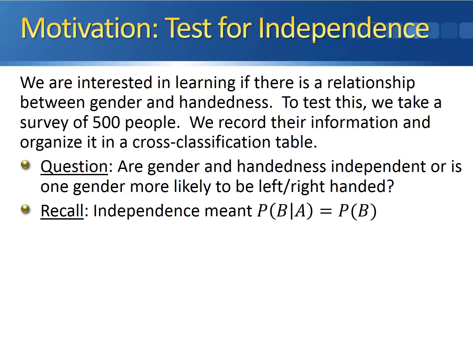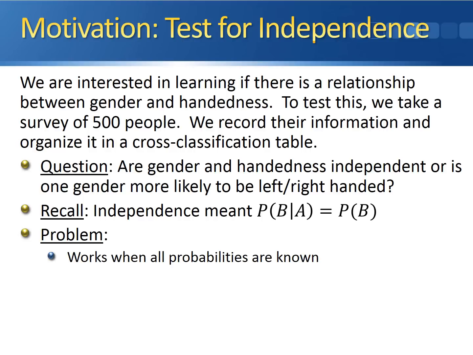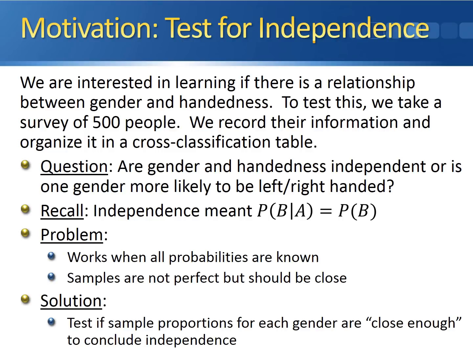Keep in mind that whenever we talked about probability, independence meant that the conditional probability of B given A is equal to the marginal probability of B. However, this works well whenever all of the probabilities are known. Whenever we're just taking a sample, we don't have the actual true probabilities. Samples are not perfect, but they should be relatively close to the true probabilities. So our solution here is going to be to test if the sample proportions for each gender are what we'll call close enough to conclude that the two variables are independent.